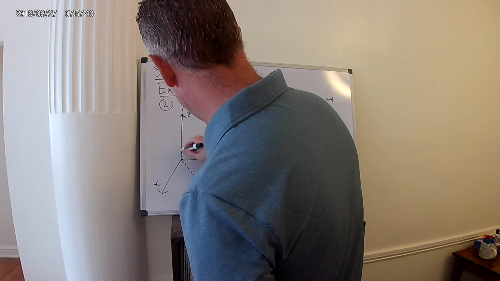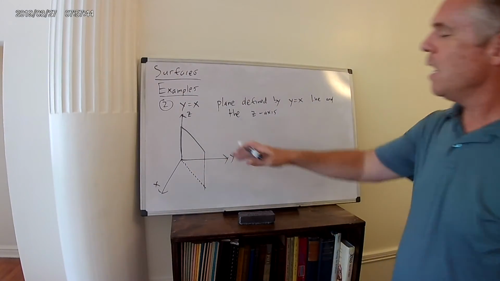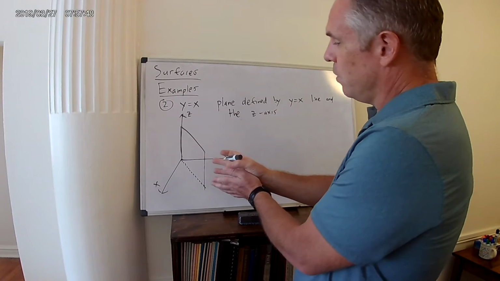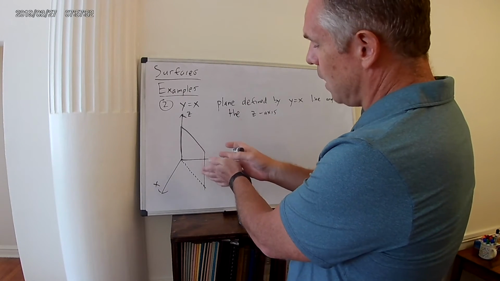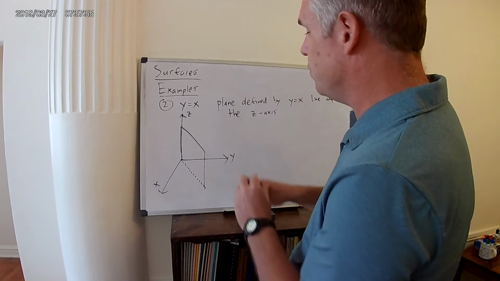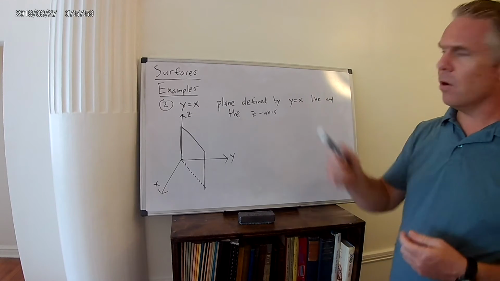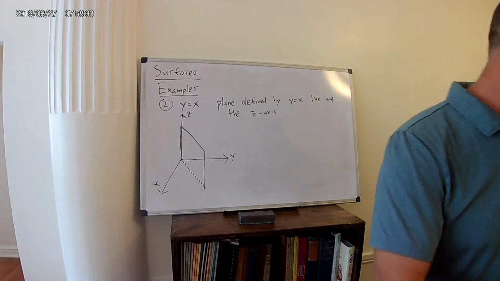So if we draw this plane like this, we can try to do our best to render that plane there. This plane extends to infinity. This is a plane that is perpendicular to the xy plane and passes through the line y equals x and includes the z-axis. So this is another simple surface. If you were given y equals x, that would be your surface.